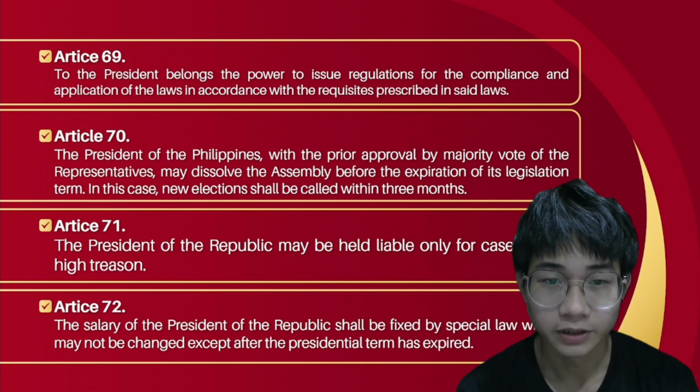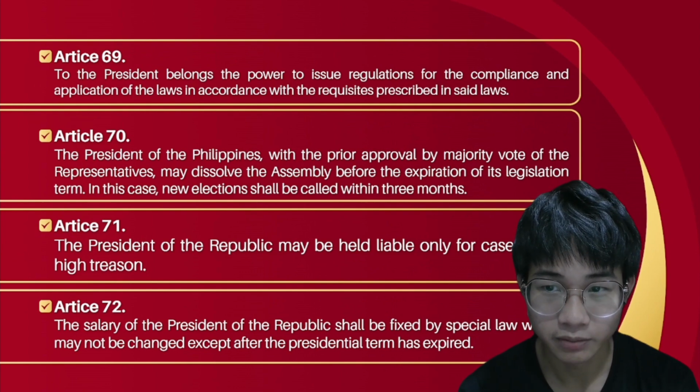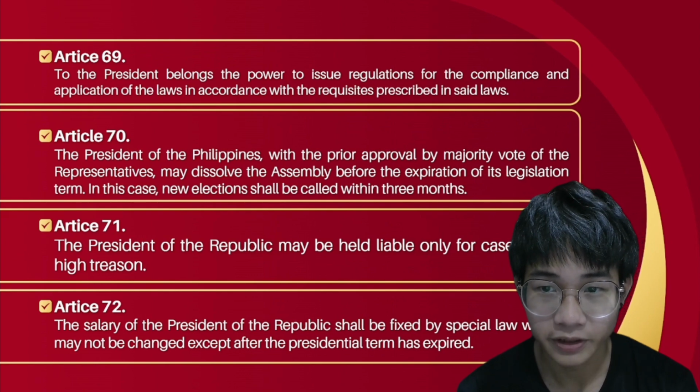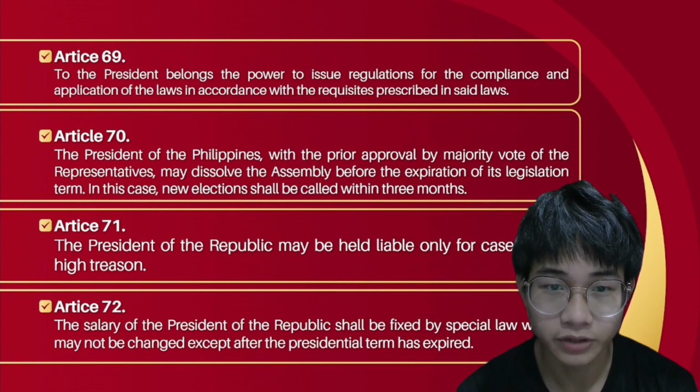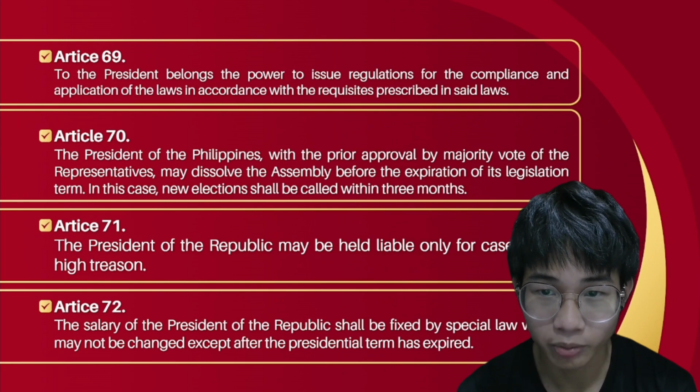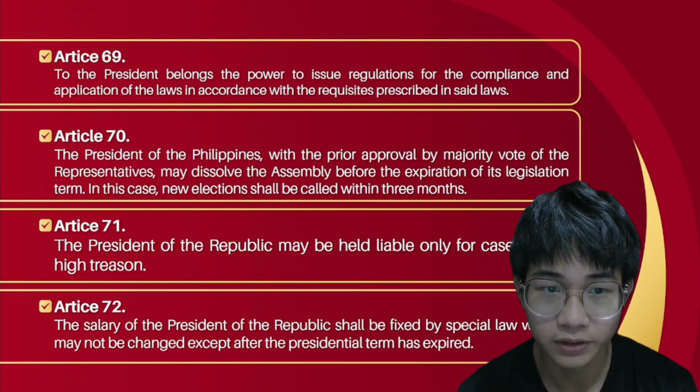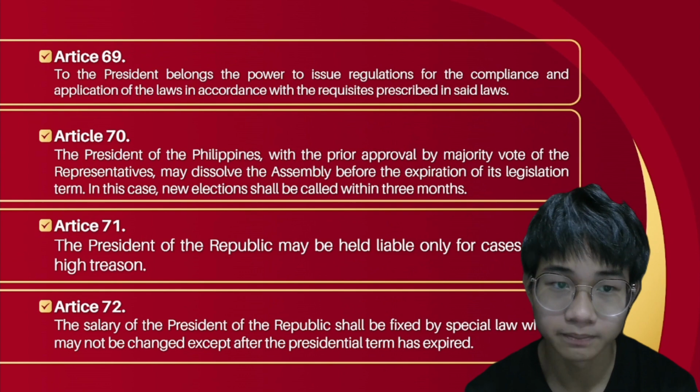Article 70. It outlines a process for the President to dissolve the Assembly early, contingent on obtaining majority approval from the representatives. It ensures that following such a dissolution, there will be prompt new elections to form a new legislative body, thereby maintaining democratic governance and continuity.